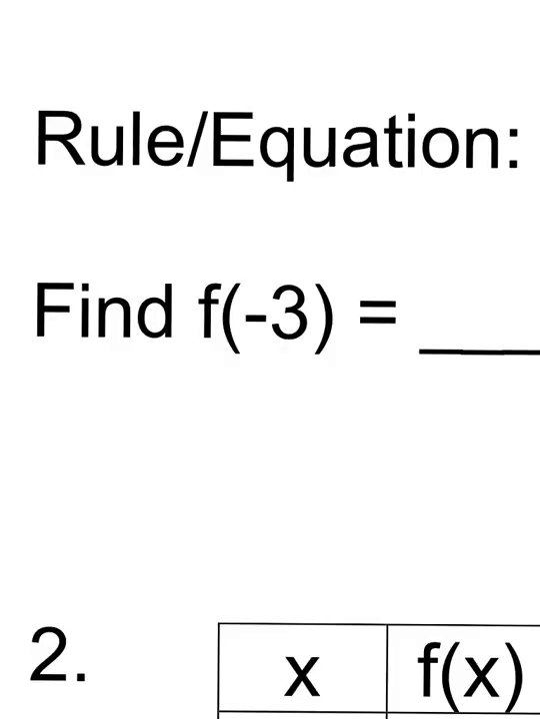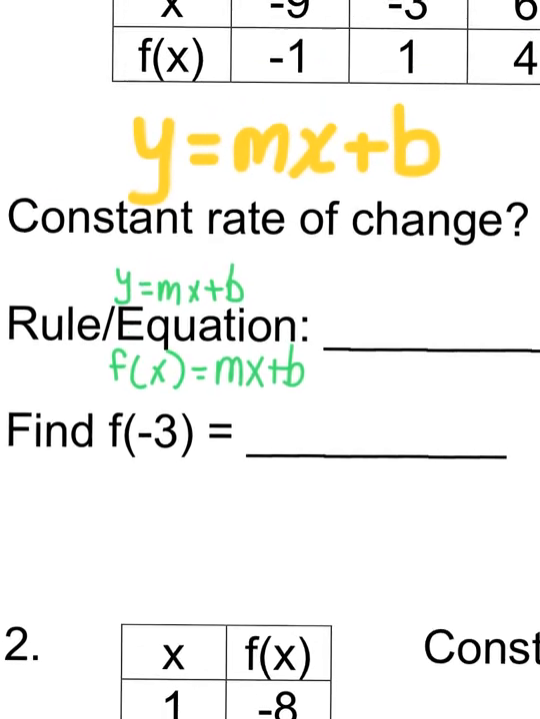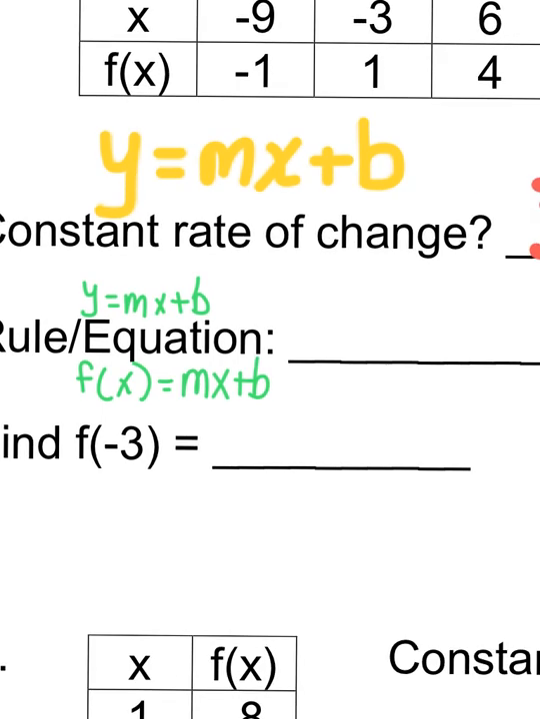In the past, we've used y equals mx plus b to write the equation of the line. However, this time we're going to write this in function notation. Instead of y, we will write f of x, which means that y is a function of x, equals mx plus b. Once we find our slope and our y-intercept, then we can write the equation of the line.